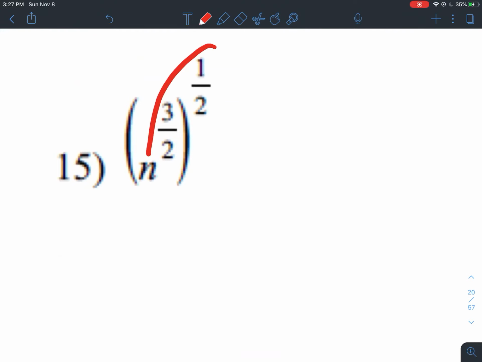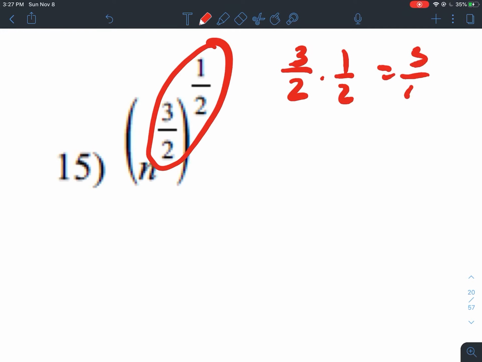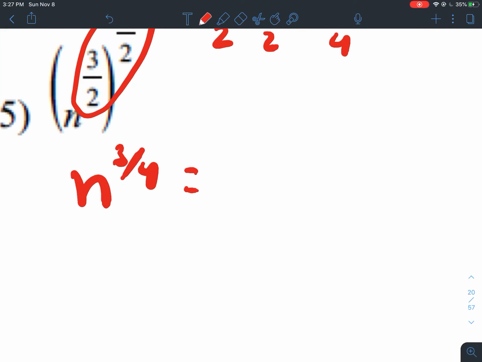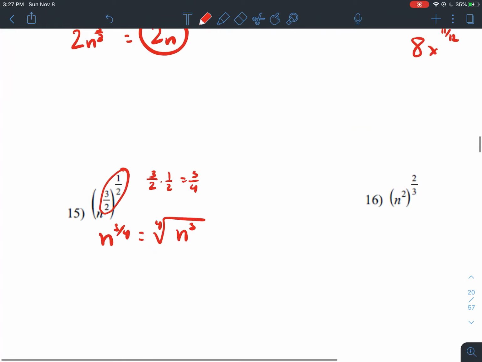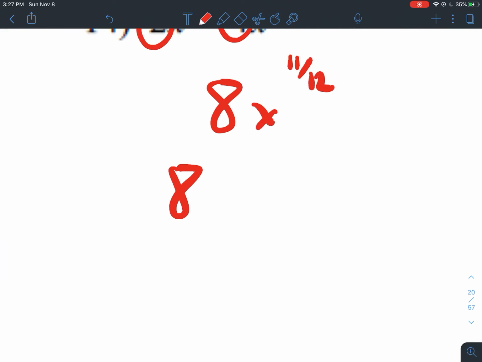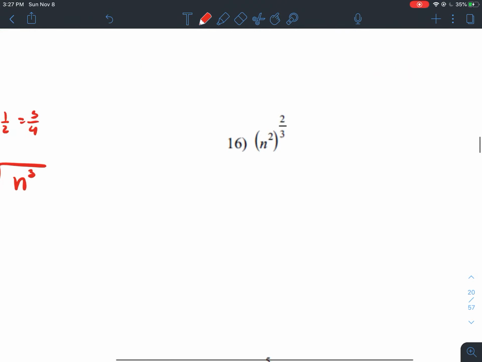Here, what do we do with powers raised to powers? We multiply them. So it'd be 3/2 times 1/2, which would give you 3/4. So you would get n to the 3/4. Now, keep in mind, you could always rewrite this. If I said write this as a radical, it'd be the 4th root of n to the 3rd. So keep in mind that all of these can be written as radicals. This one would be the 12th root, which is kind of interesting.